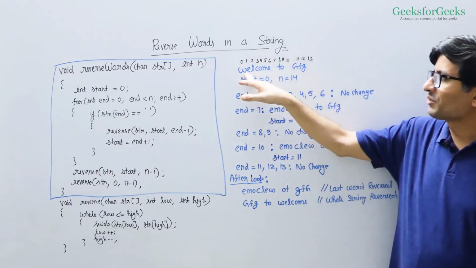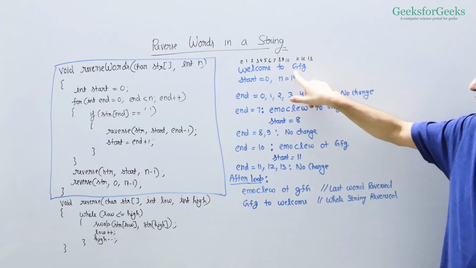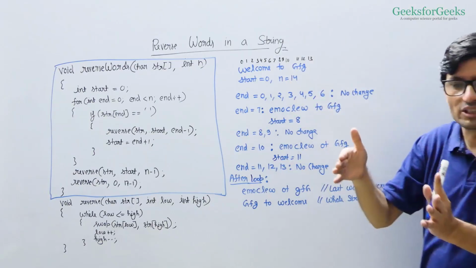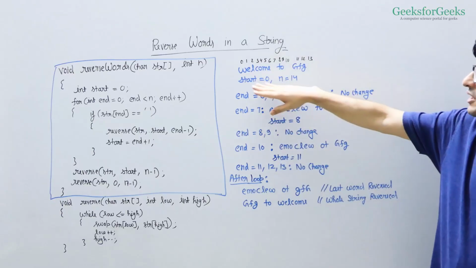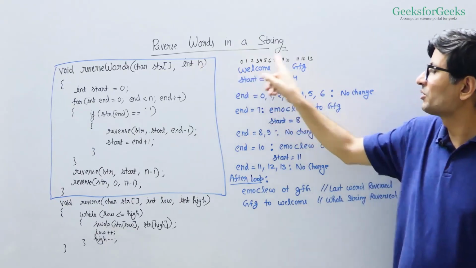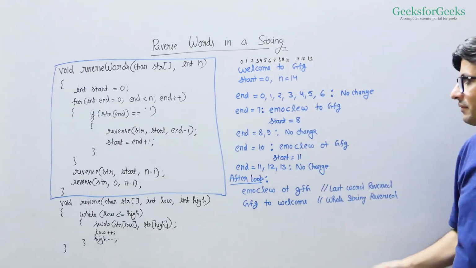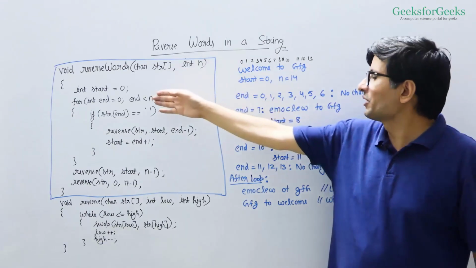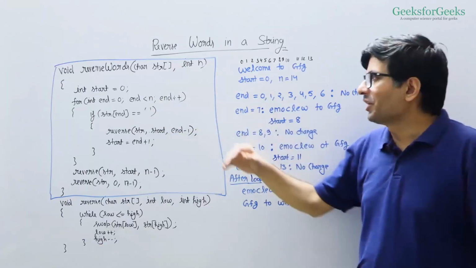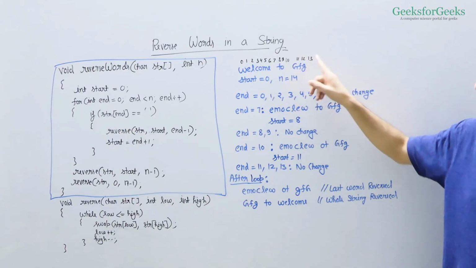Say our string is welcome to GFG. Here the first G is capital and this G is small. I have intentionally done it so that we can see it when it is reversed, right? Now start is 0. N is 14, which is the length of the string. 0 to 13 are the indexes, and we have the length of the string as 14. Now we set start equal to 0 and we run this loop from 0 to n -1, which means 13.